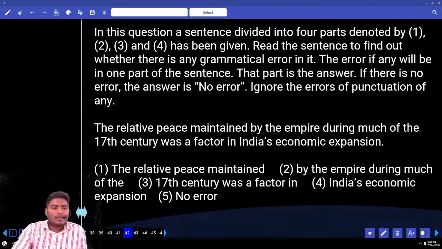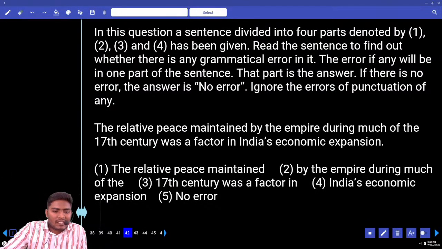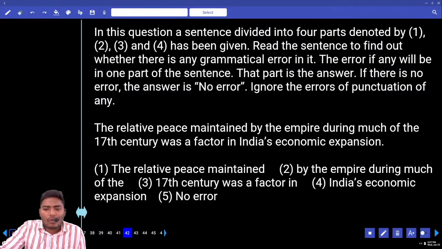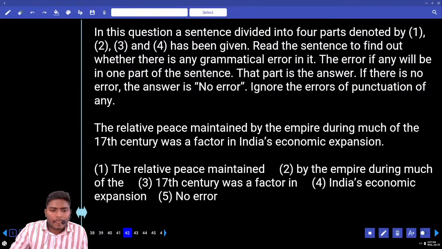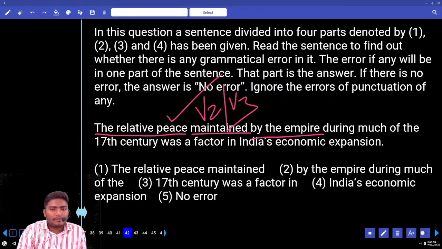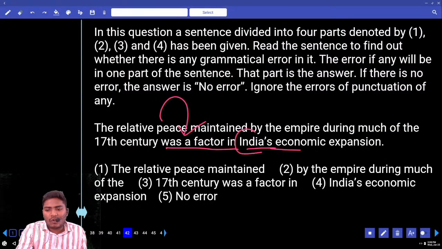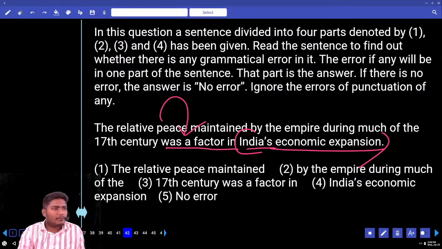Move to 42. The relative peace maintained by the empire during much of the 17th century was a factor in India's economic expansion. The relative peace: article, adjective, noun. Peace, singular or plural? Singular. And what is given immediately? V2 or V3: maintained by the empire during much of the 17th century. This peace was a factor in India's, apostrophe s, followed again by noun form. Tell me the error.